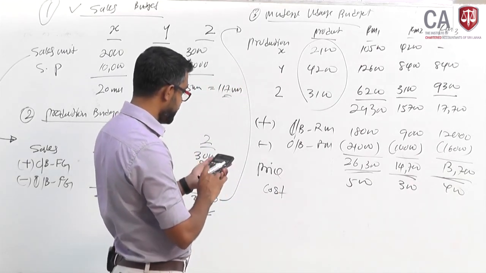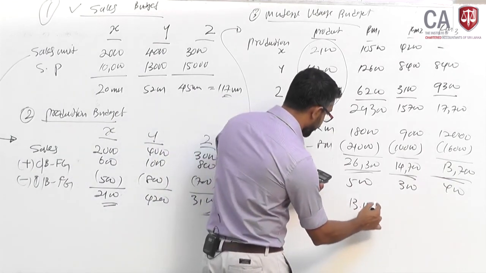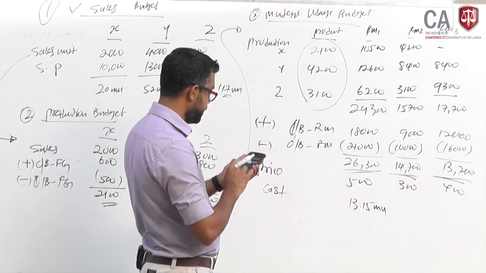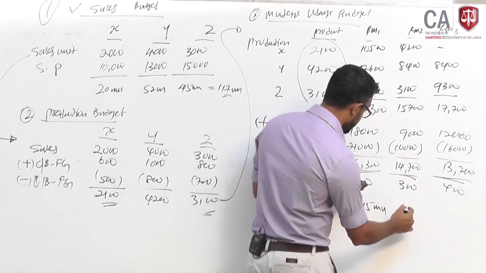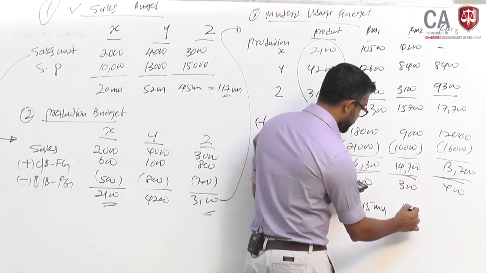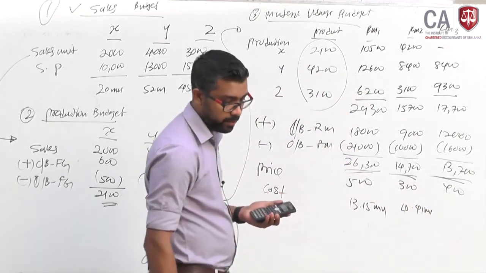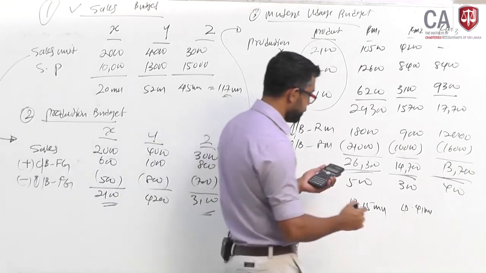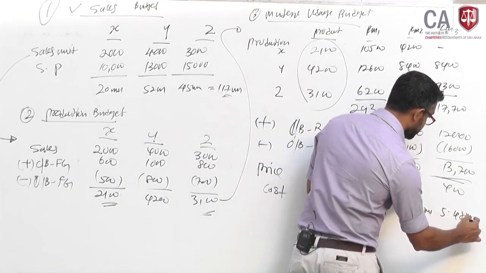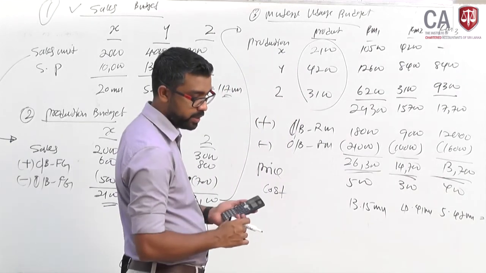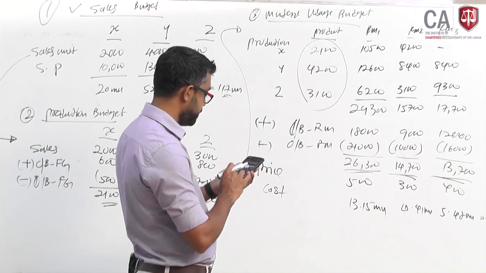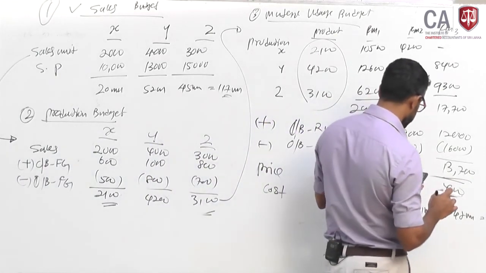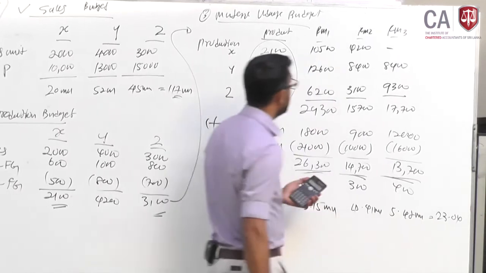Now cost. 26,300 into 500 is 13.15 million. 14,700 into 300 is 4.41 million. And 13,700 into 400 is 5.48 million. If you want, you can calculate the total also, right? 13.15 plus 4.41 plus 5.48, total 23.04. So this is material usage.